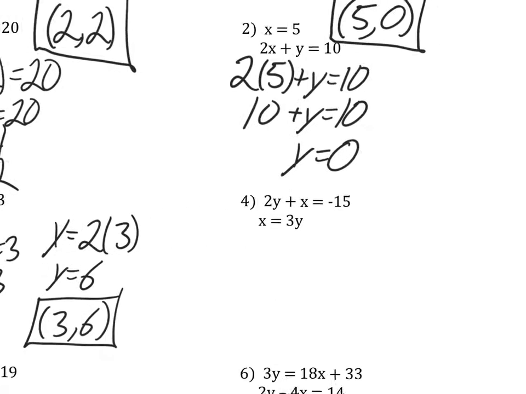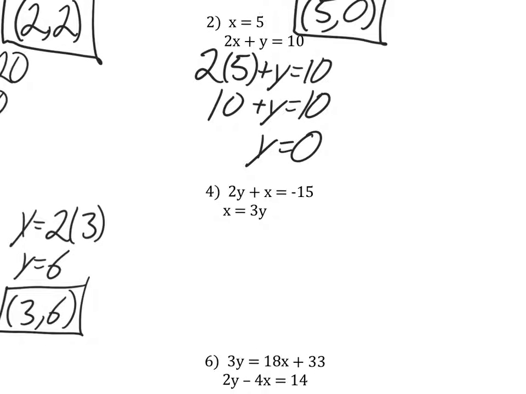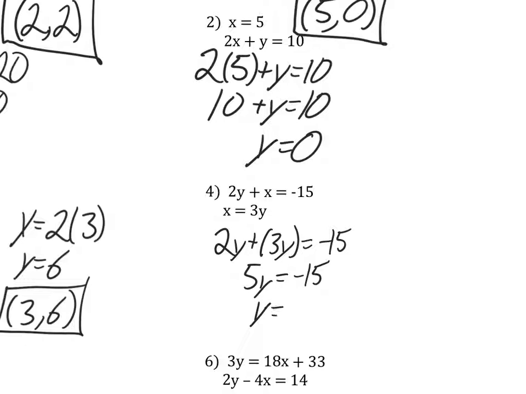Okay, my next one, same thing. I'm just taking one part, putting it into the other. So I'm going to take my second equation and put it into my first. So I have 2y plus, instead of x, I'm going to write 3y, equals negative 15. You don't have to put it in parentheses. I just do that to remind myself, oh, this is what I plugged in. So 2y plus 3y is 5y equals negative 15. Divide by 5, y equals negative 3.